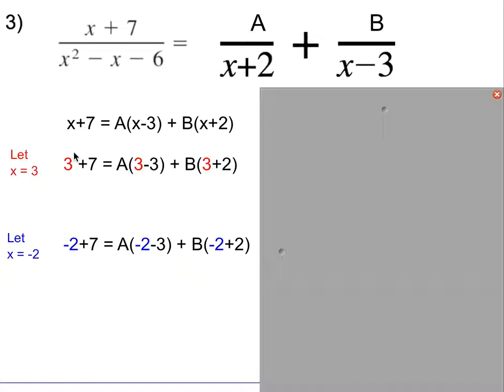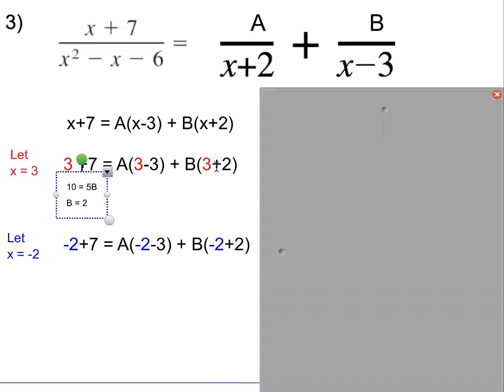So I'm showing you one way of solving this, and then I'll show you another way. Here we look at this factor, and we say if I plug in 3 for x, it'll give me 0. So we're going to let x equal 3. We'll plug in 3 everywhere there is an x. That's in red. 3 plus 7 is 10. So we have 10, and then equals, and then 3 minus 3 is 0, so this a term goes away, and then 3 plus 2 is 5, so we will have 5b, and when you divide, you get b is equal to 2.